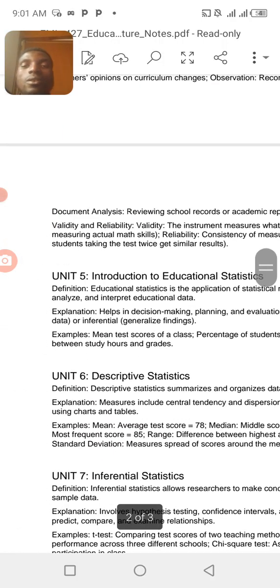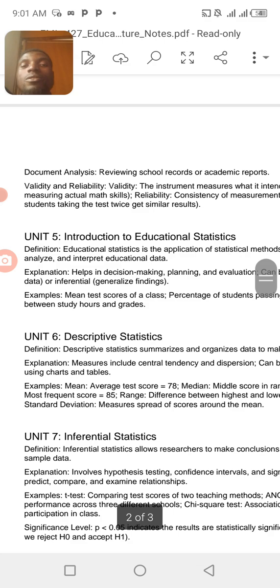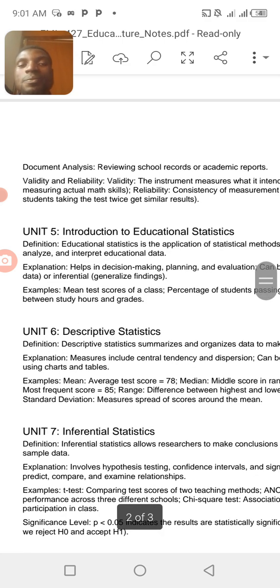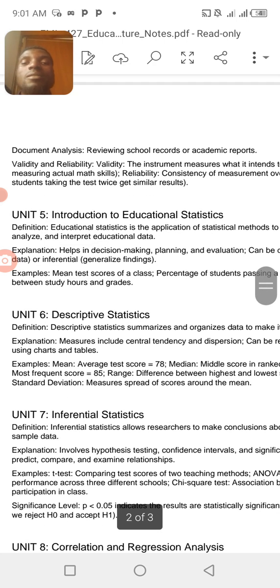So we're going to talk about document analysis, and we'll stop here. Now, document analysis means reviewing school records or academic reports. When you review school records or academic reports, that is document analysis.